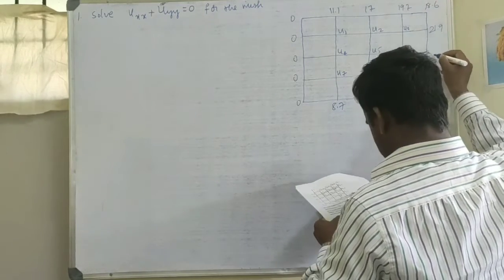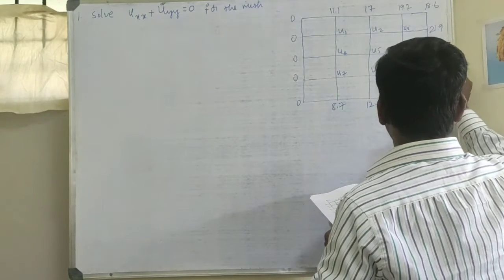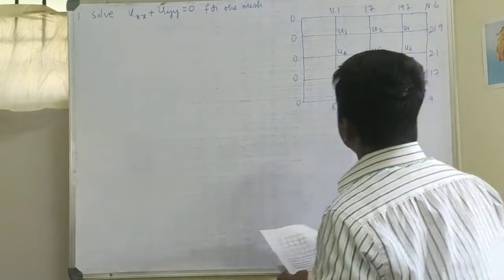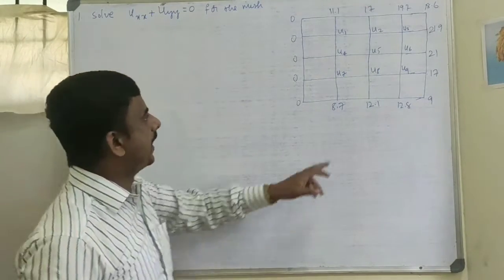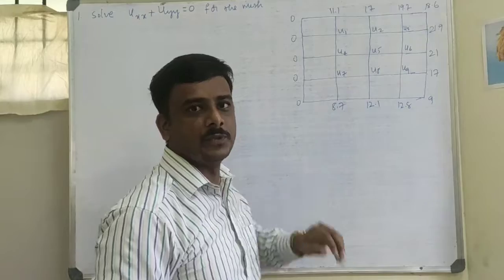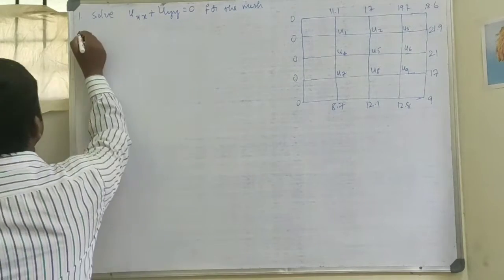21.9, 21, 17, 9. So this is the given mesh. Now we are supposed to find these values u1 up to u9. Solution.